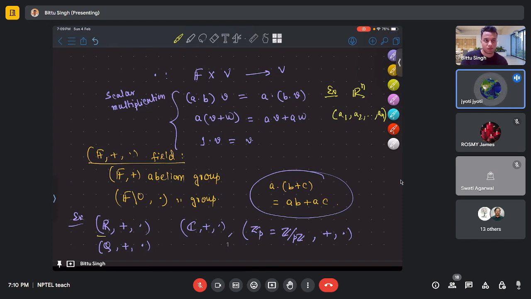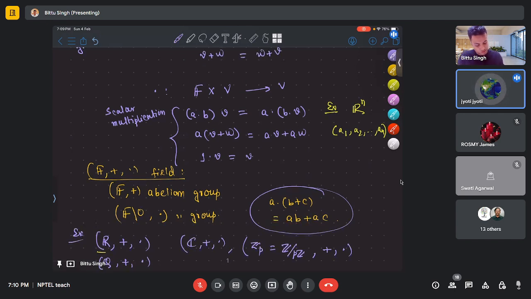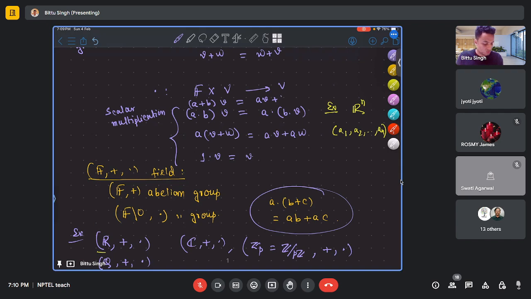One question is about scalar multiplication properties. Is there any additive property between scalars, the field elements? Like in the first part, you said multiplication between A and B. Is the distributive property, A plus B, held? Yes, you are absolutely right. So this needs to be satisfied.